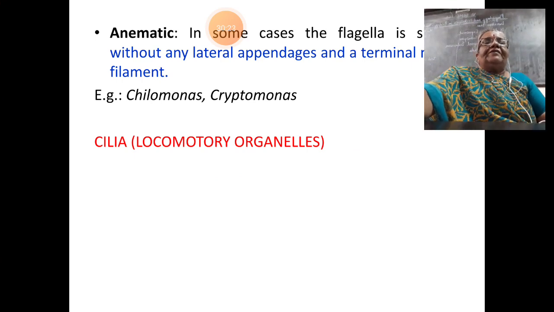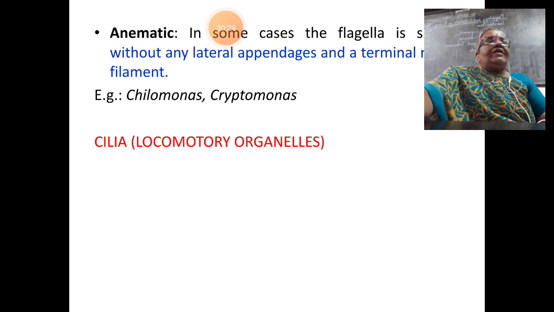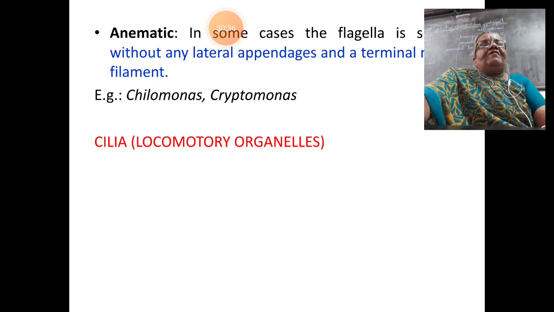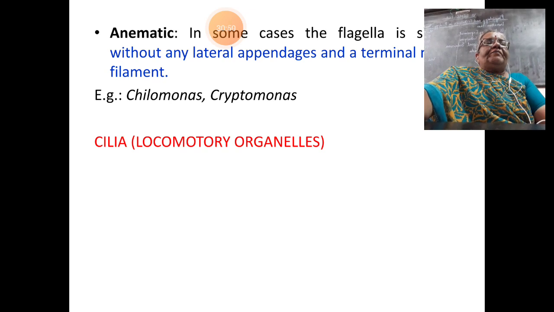In some cases, a simple flagellum is seen without any lateral appendages or any terminal axial filament. This type of flagellum is called an anematic flagellum. This is seen in protozoans like Chilomonas, Cryptomonas, etc. So, this is all about the ultrastructure of flagellum.